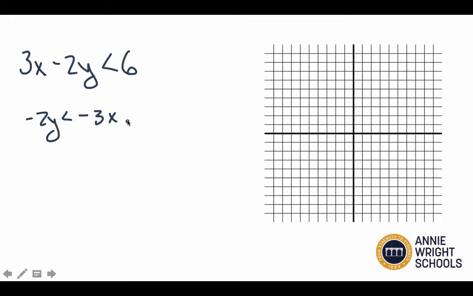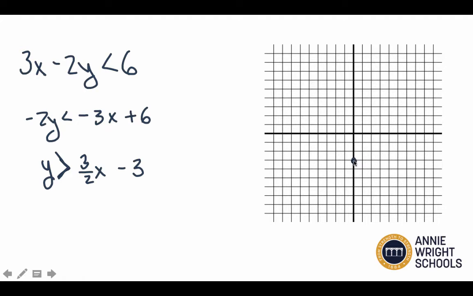You've got to be careful. Subtract 3x from both sides because your next step is dividing by -2. And when I divide by -2, this becomes positive 3/2 x, and this becomes -3. But the inequality sign flips. Remember how the inequality sign flips with a negative.